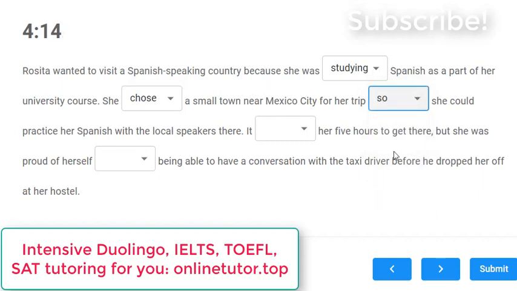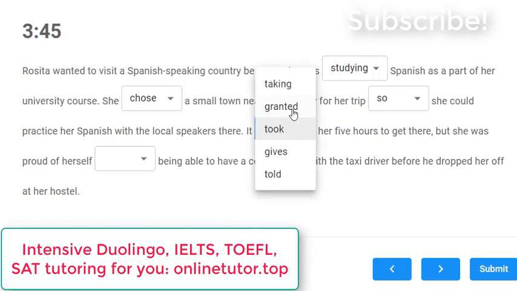So I think it is so, like so that, but they drop that. So she could practice her Spanish with the local speakers there. She chose this to do this, so that. But of course, they could have left that. It's not very nice of them. It, her 5 hours to get there. I think you understand already, yeah? It's a typical idiomatic phrase. It took her 5 hours to get there.